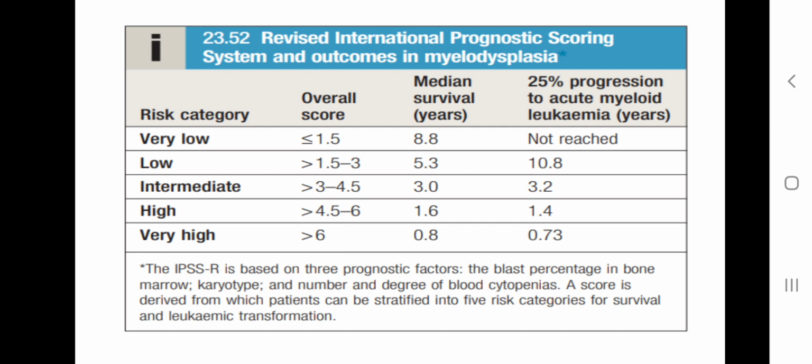So you can see that the very high risk has a score of more than 6, and the median survival is only 0.8 years, and the 25% progression to acute myeloid leukemia occurs in less than 1 year. So based on the blast percentage, number and degree of cytopenias, and karyotype, there are 5 risk groups that have been formed to predict the median survival and the chances of progression and the years taken for progression to AML.